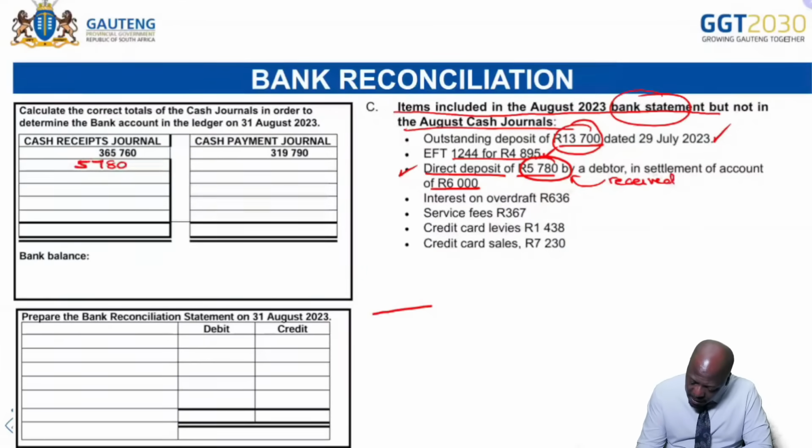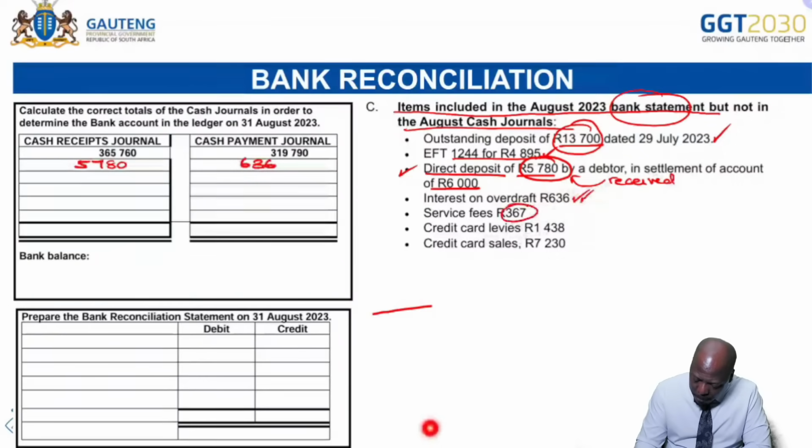The next one then says, interest on overdraft. If it is interest on overdraft, you would call this interest expense. So it goes to the CPJ. So you come here, it's going to be 636 because it is interest on overdraft. So I bring it over here. The next one is service fees. So I know these are my bank charges. All right. And then I have credit card levies.